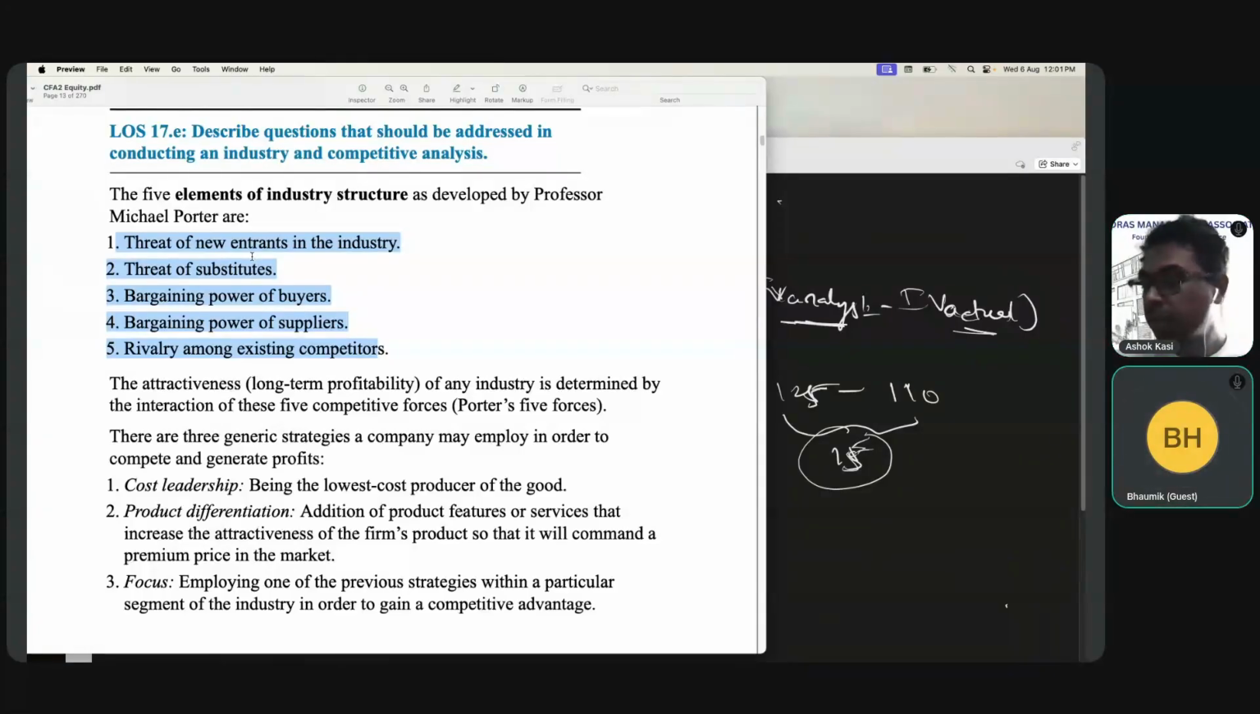Rivalry among existing competitors. Say for example, nowadays, in this food delivery app space, there is a lot of rivalry. If there is a lot of rivalry, then hardly anybody is going to survive, so nobody is going to make huge profits over there. Like Instamart, and then Zepto, and then Blinkit, and then Zomato. All these are coming as delivery apps now, right?